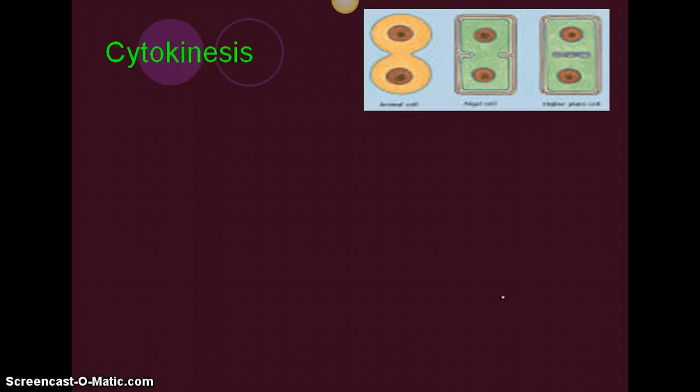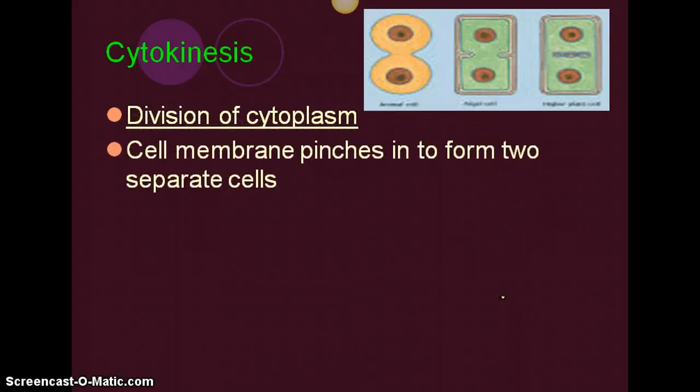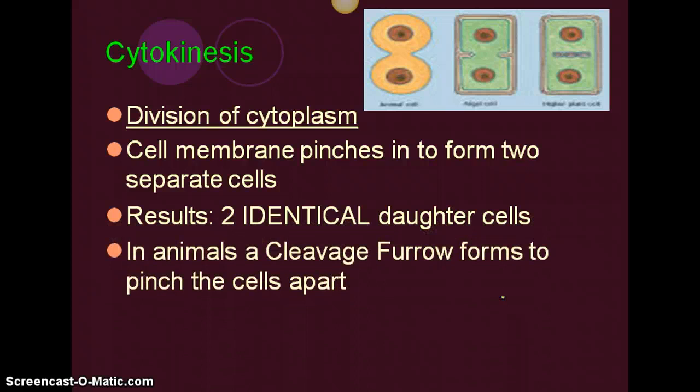So our last part, which is really its own thing: mitosis has those 4 stages, and then to end mitosis, we go into the next phase, which is called cytokinesis. And cytokinesis is division of the actual cytoplasm. You can see in the pictures there the differences between animal and plant cell. The cell membrane will pinch in to form 2 separate cells, and so you get 2 identical daughter cells. In animals, this is called a cleavage furrow. So that word there you're going to see again. Make sure you mark that down.